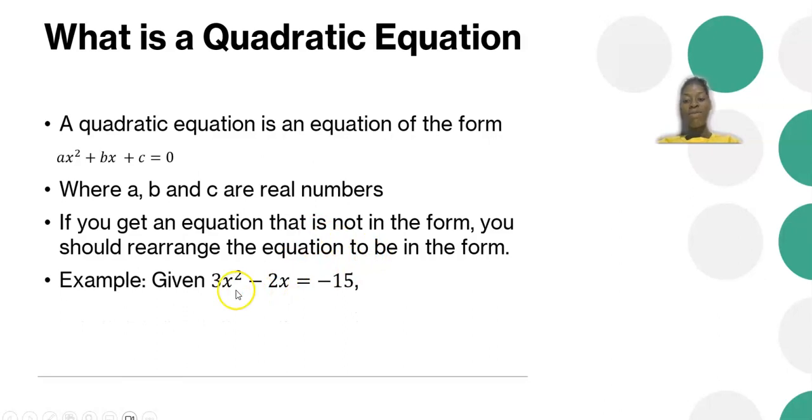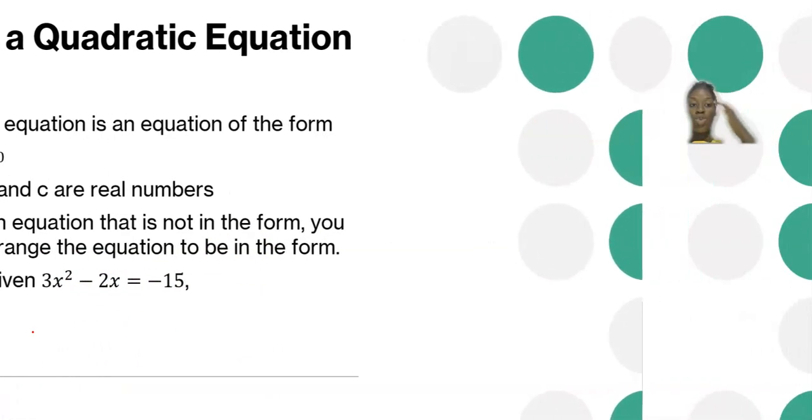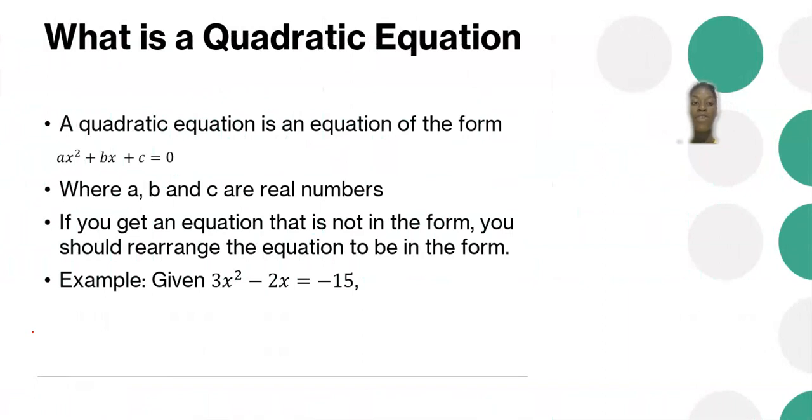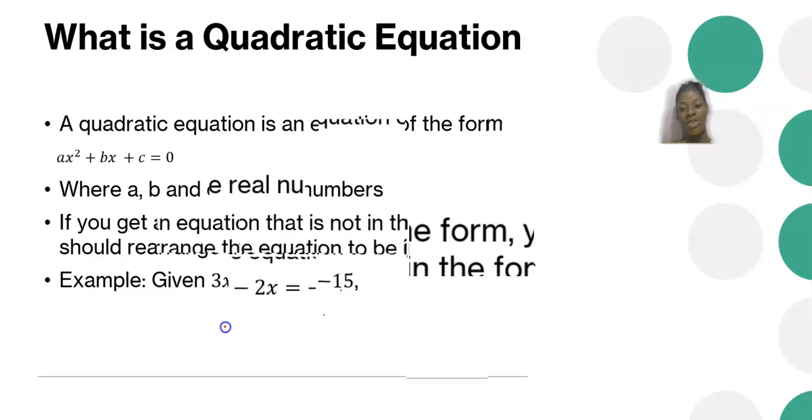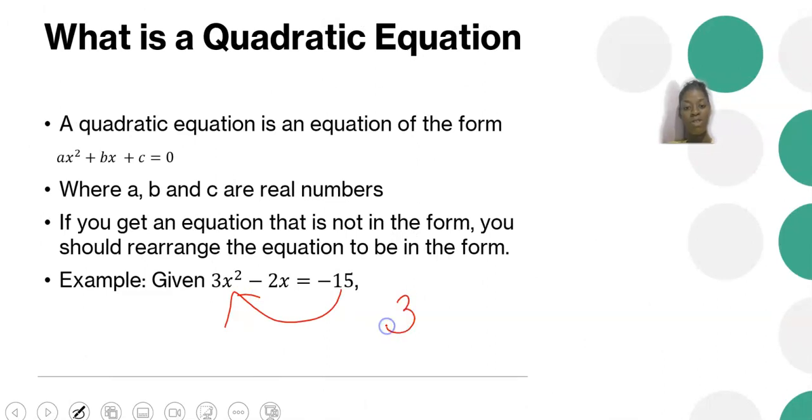For example, if you're given 3x squared minus 2x equals negative 15, you would want to write this in the form. In the general or standard form, you have all the terms on the left hand side equaling 0. So in this case, we have negative 15 on the right hand side, so we need to transpose it to the left hand side. And of course, when you're transposing, remember that when you move something from one side of the equal sign to the other side, you do the opposite. So negative 15 when transposed would become positive 15.